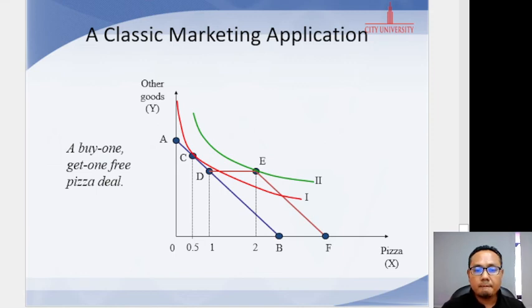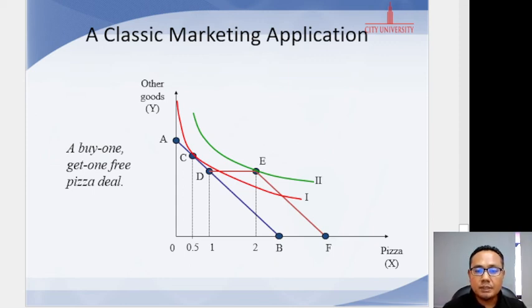Point C represents one half of a large pizza, say a small pizza. So the consumer decides it is best to buy a small pizza instead of a large pizza. Point D represents the point at which she buys one large pizza, but as we can see, the consumer prefers bundle C to bundle D since it lies on a higher indifference curve.